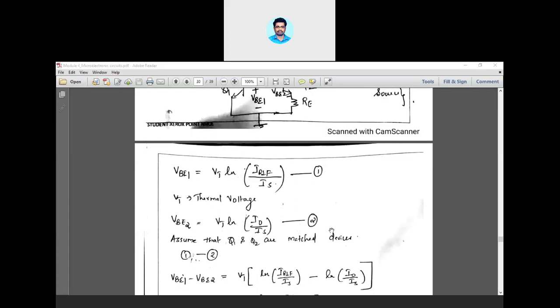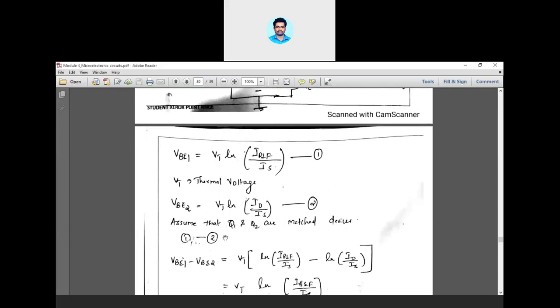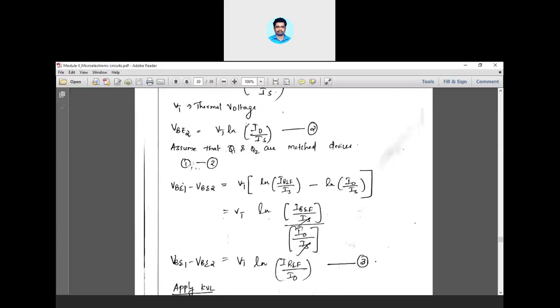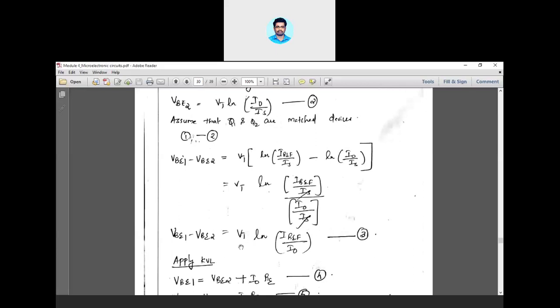Divide the two equations. So VBE1, sorry, not divide, subtract the two equations. So VBE1 minus VBE2 is equal to, you can take VT outside, which is common. So natural log of IREF by IS minus natural log of I naught divided by IS. Okay. So when you subtract, it will be going like this. You know that log A minus log B is log of A by B. Okay. So VT into log of IREF by IS divided by I naught by IS. So IS will get cancelled. So VBE1 minus VBE2 equal to VT natural log of IREF by I naught. Let it be equation number 3.